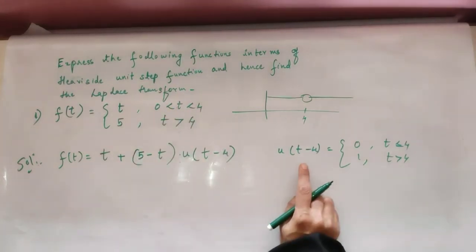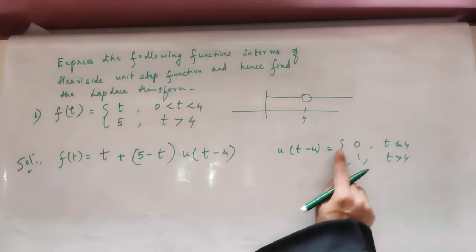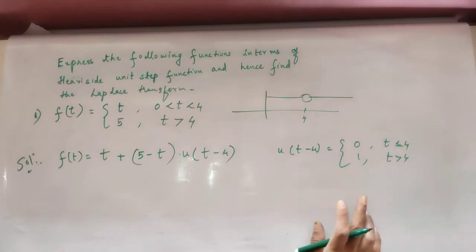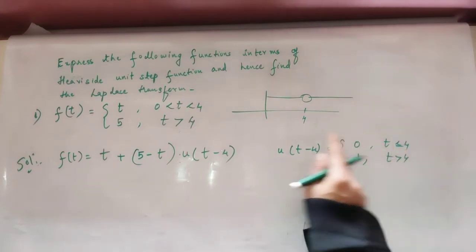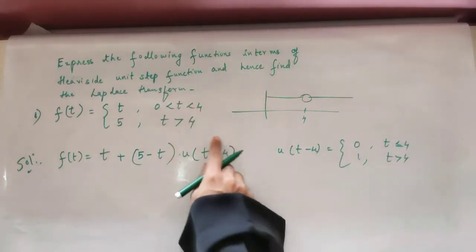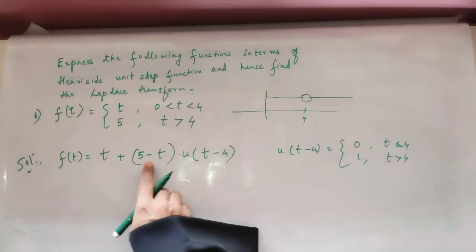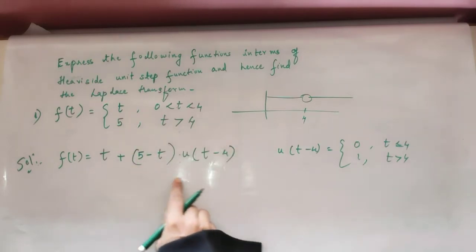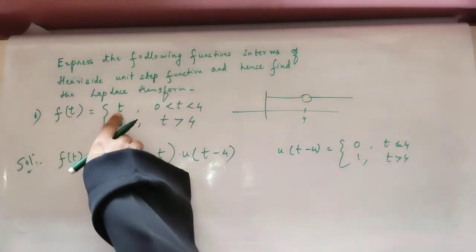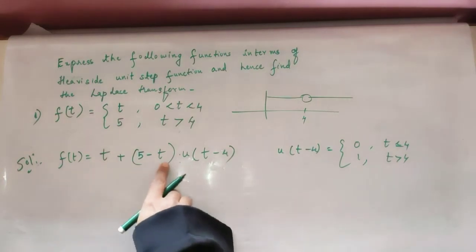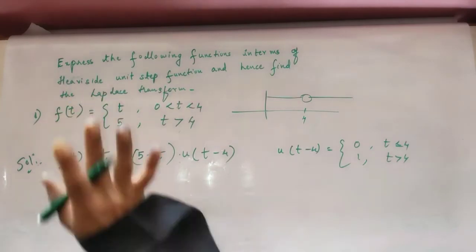Just pay attention once again. If I consider u of t minus 4, it is 0 when t is less than or equal to 4 and it is 1 when t is greater than 4. This means that when t is between 0 and 4, this term is 0, because of the definition of the unit step function. When this is 0, multiplied to this, the complete term turns 0. So your f of t is taking the value t only, t plus 0, when t is between 0 and 4. That means f of t is t as per the definition.